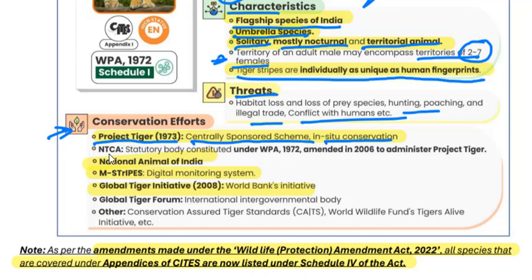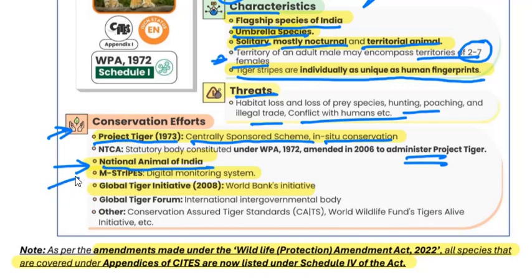Next is NTCA, that is the National Tiger Conservation Authority, a statutory body constituted under the Wildlife Protection Act of 1972, amended in 2006, to administer Project Tiger. So, which body is looking after Project Tiger? This is the National Tiger Conservation Authority. The tiger is also regarded as the national animal of India. There is no national language, but a national animal is there, that is the tiger.